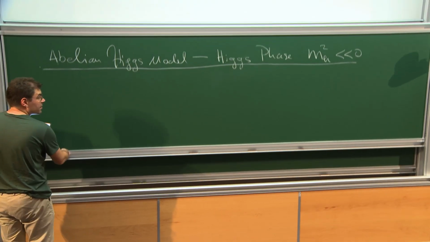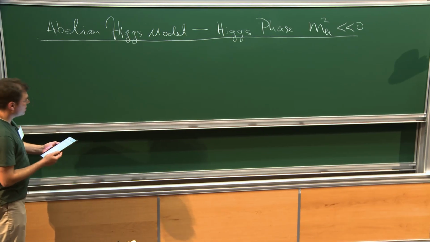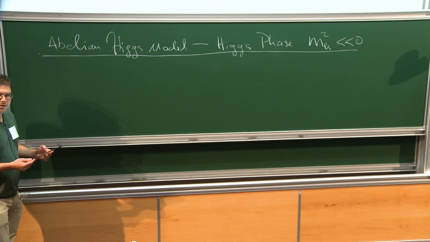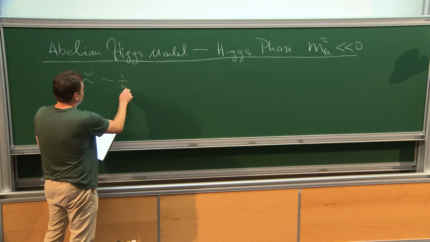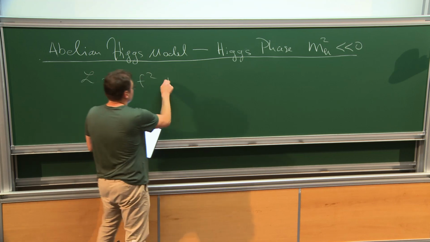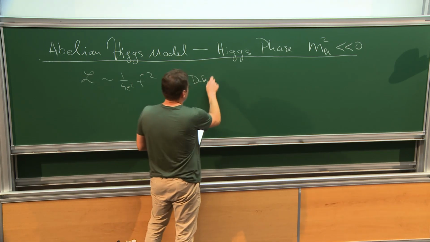All right, remember we were discussing the abelian Higgs model, and we transitioned from the Coulomb phase at positive mass to studying the Higgs phase at negative mass. Let me remind you what the Lagrangian looks like. There's the Maxwell term, there's the kinetic term for the Higgs.